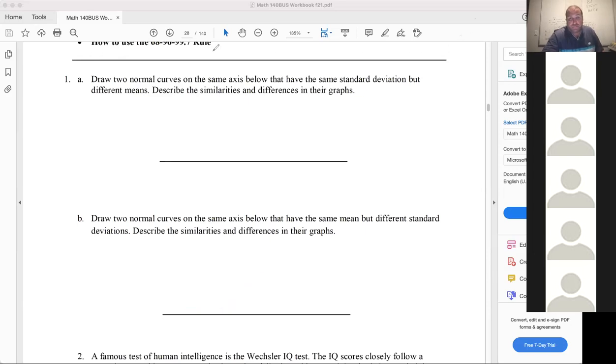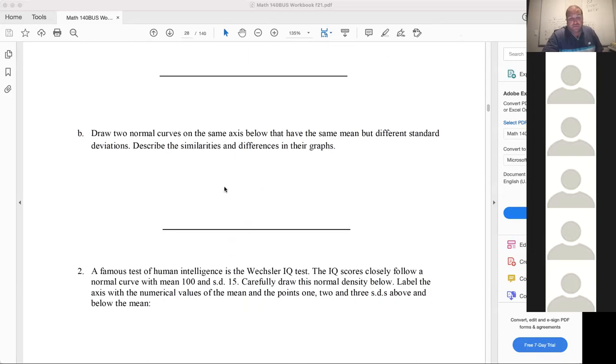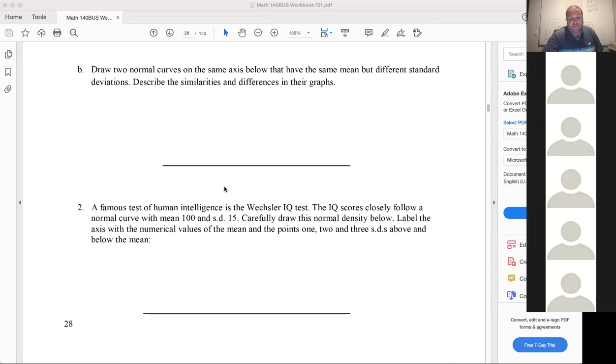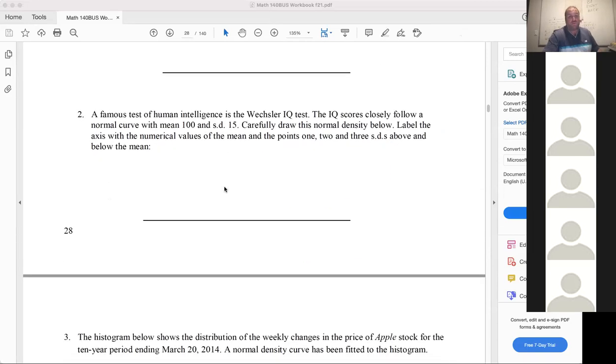Okay. A famous test of human intelligence is the Wechsler IQ test. The IQ scores follow a normal curve with mean 100 and SD 15. Carefully draw this normal density below. I don't know what they mean by carefully, but there's my drawing. That's horrible. Oh my God.